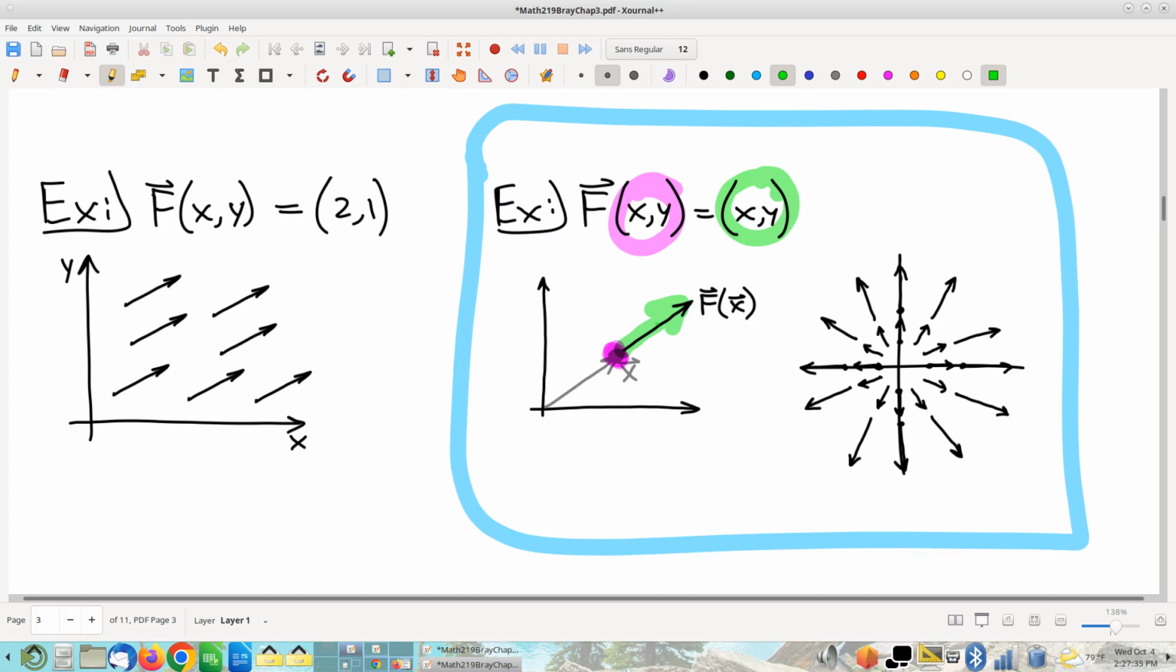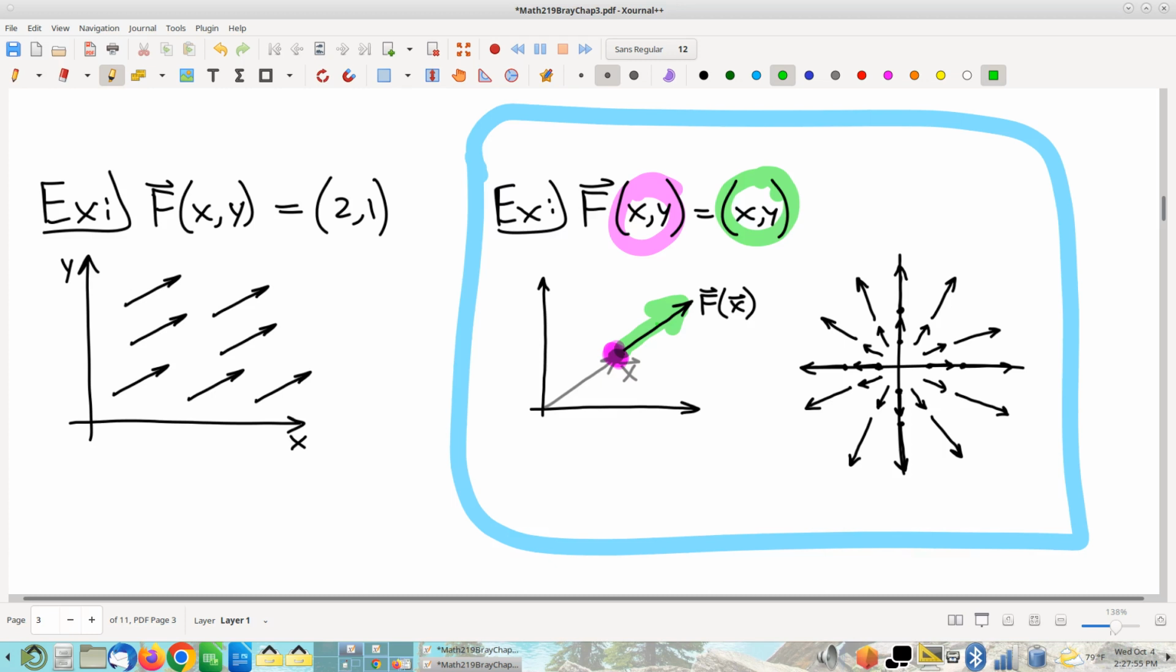So the punchline is that for this specific vector field, where f of x, y is x, y, the field vector will always point radially outward away from the origin with magnitude equal to the distance from the origin, and so you get a picture that looks kind of like this.